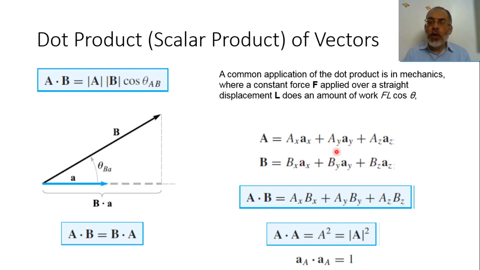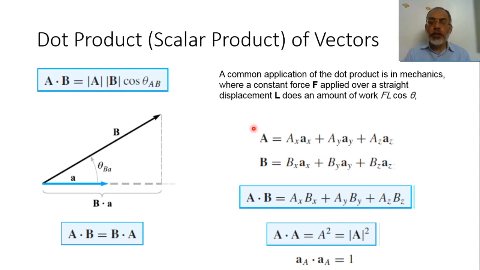AY multiplied by BY would be AY BY. AY multiplied by BZ would be 0. Finally, AZ multiplied by BX would be 0. AZ multiplied by BY is 0. AZ multiplied by BZ would be AZ BZ.